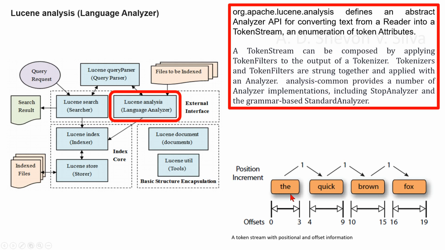Here you can see the quick brown fox, and you can see the offsets here, and positional increments are here.